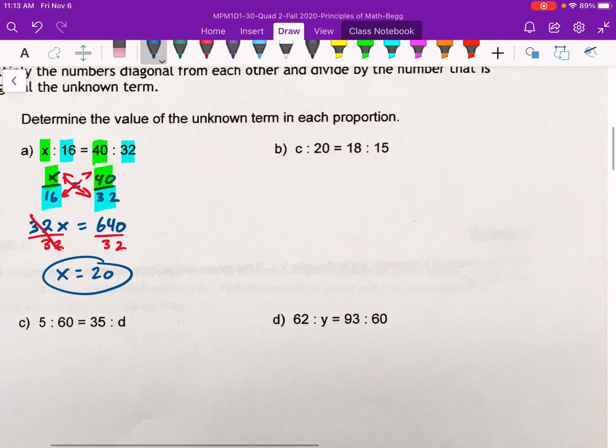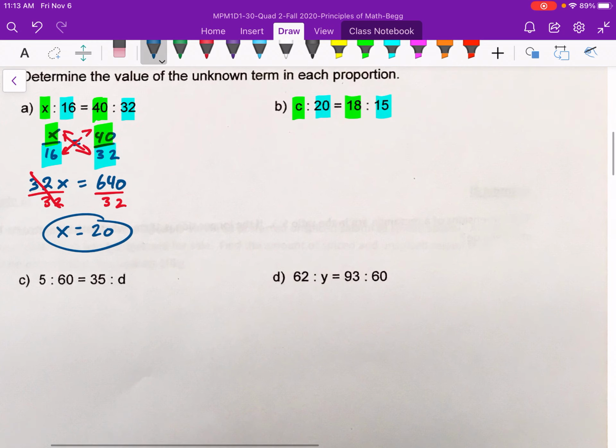So let's do that for another one. First, second. C over 20 equals 18 over 15.